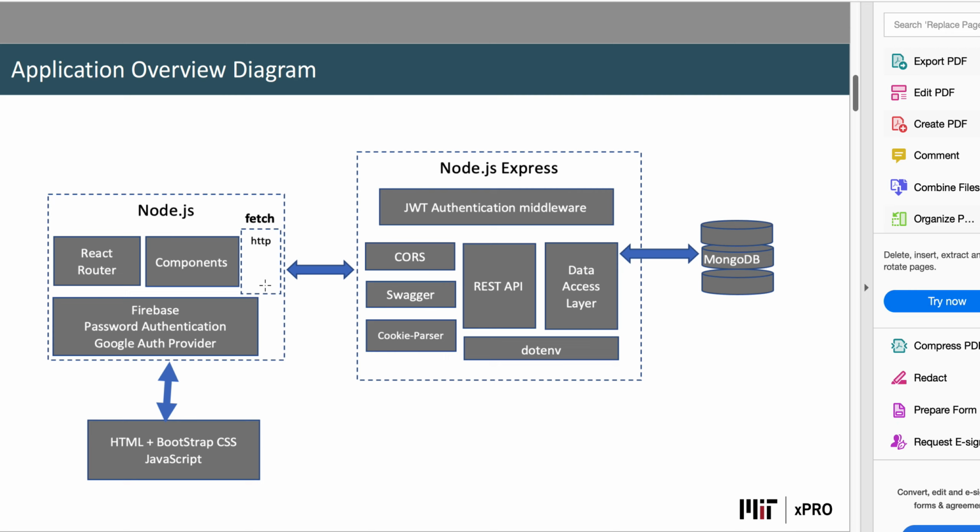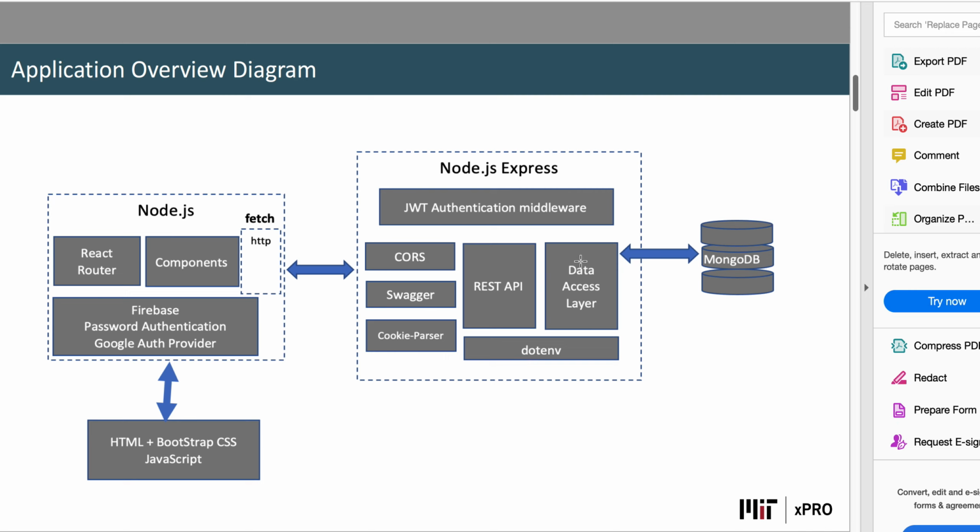Fetch API is used to access the APIs that are the Express APIs. The JWT authentication middleware is used to authenticate the APIs. Swagger is used to document the API logic. In addition, CORS and cookie parser are used for additional validation, and dot environment is used for the environment setup during the deployment.